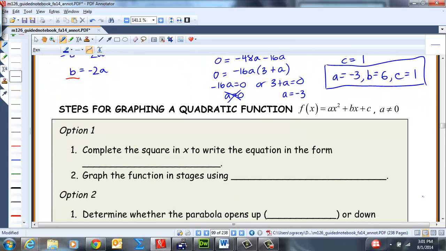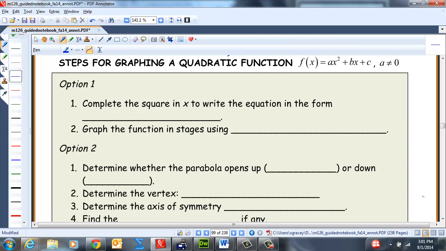Steps for graphing a quadratic function. Option 1, you can complete the square and write the function in this format. And then you graph the function in stages using transformations.